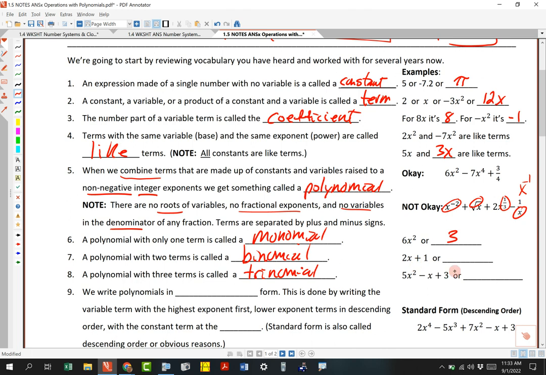So any 2 terms that fit this definition right here would be totally fine. So I could do 6x squared minus 7x to the 4th. I could do that one, and I could just leave off that 3/4 there. As long as I have 3 terms here that fit this definition up above, so I could do a negative x squared plus 7x minus 9. That would be a trinomial.